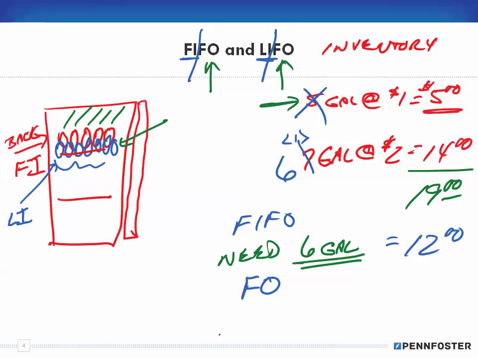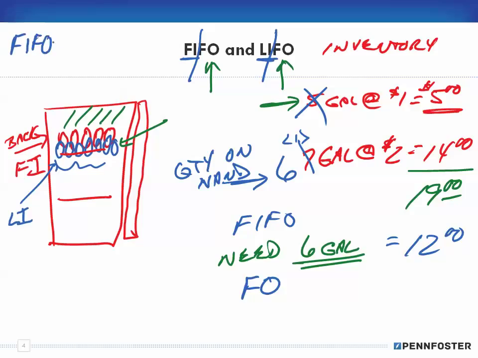And whatever I have left over, in this case here, when I took away the 5 and I took away the 1, I have 6 left over. This is called my quantity on hand. Okay, that's my quantity on hand. Now, I'm going to write FIFO and the value of that 6 gallons of milk is $12, right?